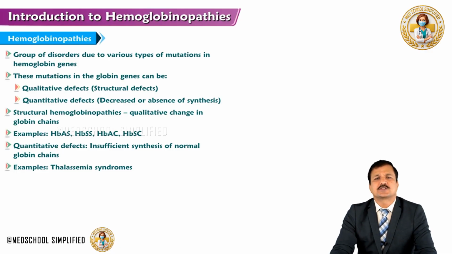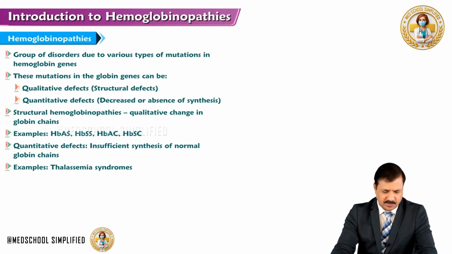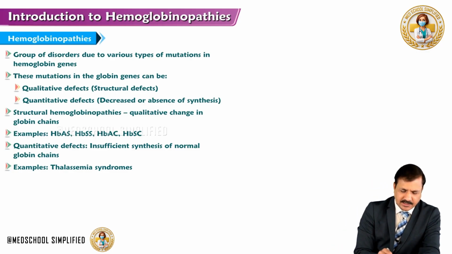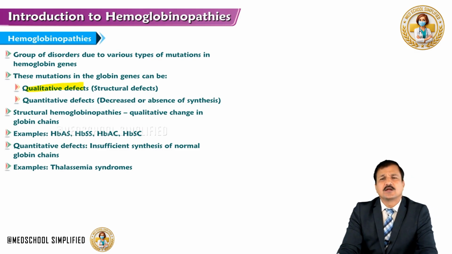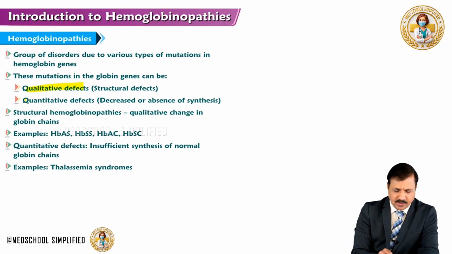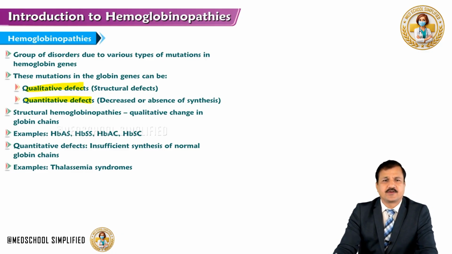So these mutations can lead to qualitative defects, which will lead to structural defects in a hemoglobin molecule, or it can be quantitative defects, which will lead to decreased or absent synthesis of globin chains in a hemoglobin molecule. So based on the type of mutations, we can classify mutations in a globin gene as qualitative and quantitative defects.